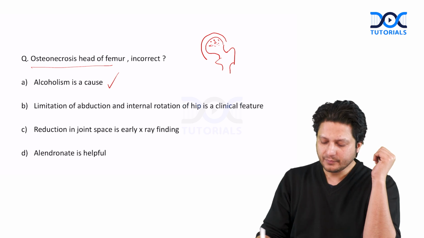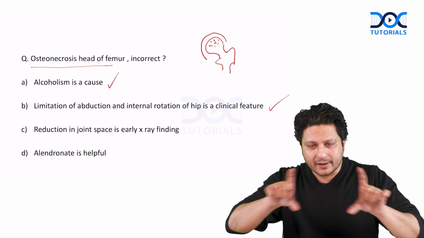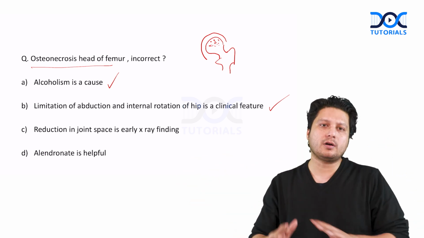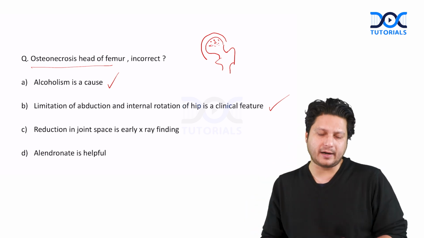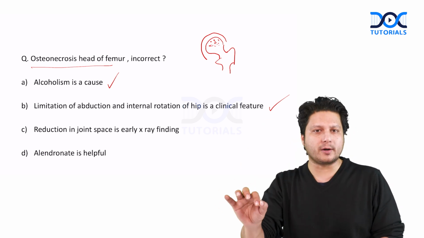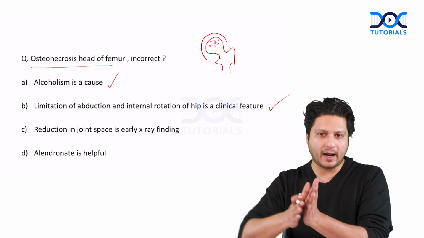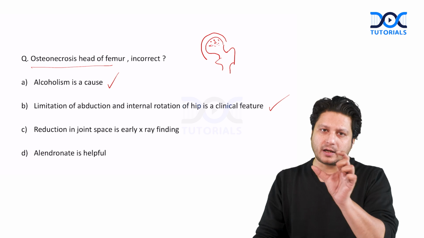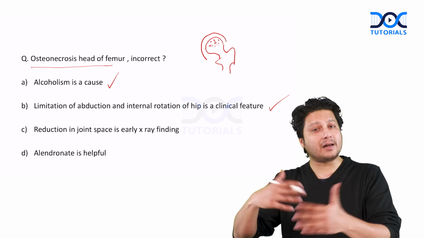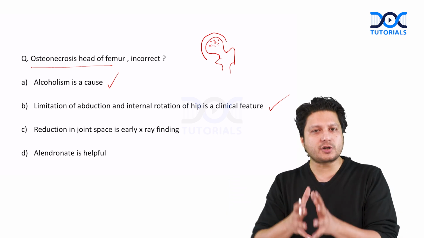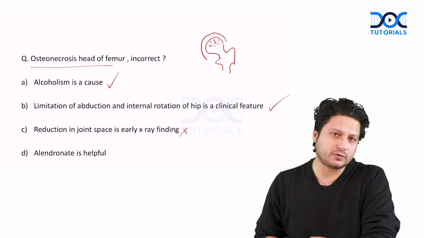All right. Next, limitation of abduction and internal rotation is considered to be a diagnostic clinical finding for osteonecrosis of the head of the femur. It is considered the most specific clinical finding. The most specific sign for osteonecrosis of the head of the femur is the limitation in the range of abduction and internal rotation of that particular hip. Next, reduction of the joint space is the early X-ray finding. Actually, reduction of the joint space is the last X-ray finding in case of avascular necrosis of the head of the femur.